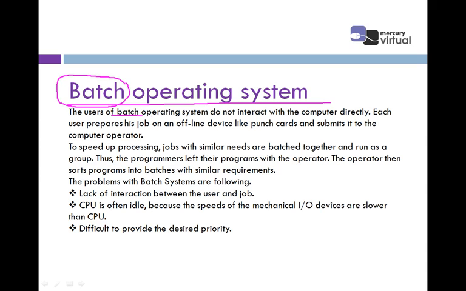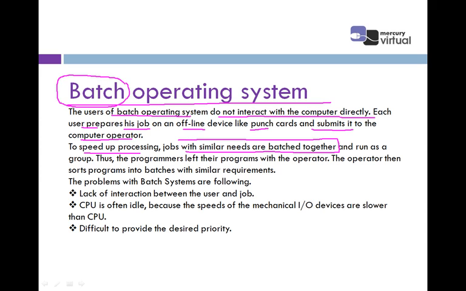The users of a batch operating system do not interact with the computer directly. Each user prepares his job on an offline device like a punch card and submits it to the computer operator. In a batch operating system, there is no online device. There is only an offline device, and the computer users use their punch cards and submit them to the computer operators. To speed up processing, jobs with similar needs are batched together.